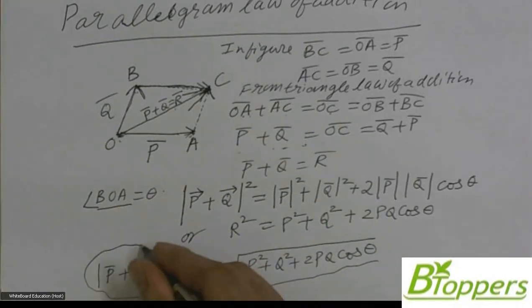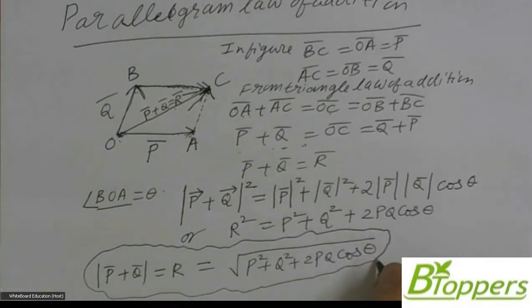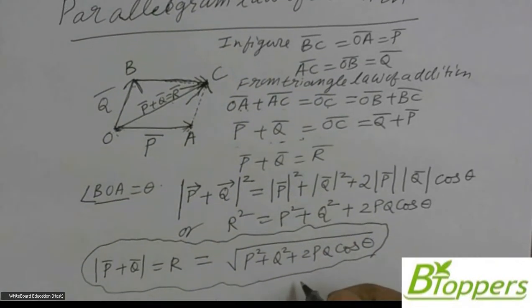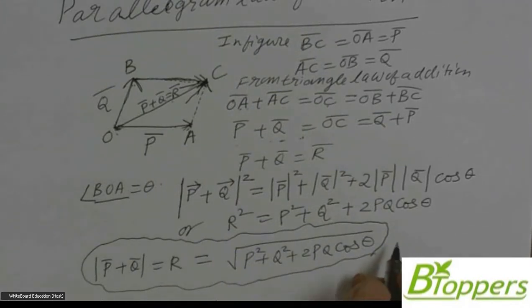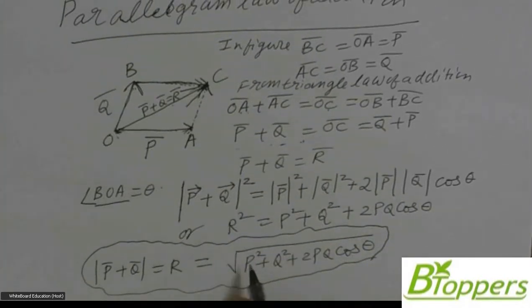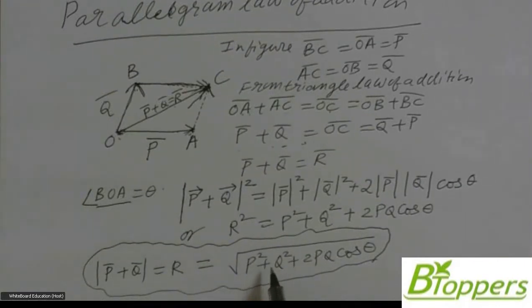So this is the result we use directly in a good number of problems to find the magnitude of the resultant of two vectors, when you are given the magnitudes of the two vectors and the angle theta between the two vectors. It's not necessary that the two vectors are always represented by letters P and Q. Sometimes you may use different letters also. Suppose R bar is the resultant of two vectors A bar and B bar, then you can write R equal root of A square plus B square plus 2AB cos theta. The theta is the angle between the vectors A bar and B bar.